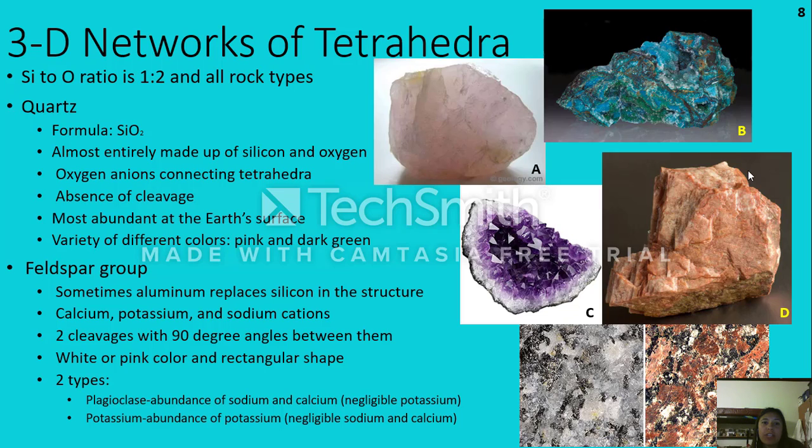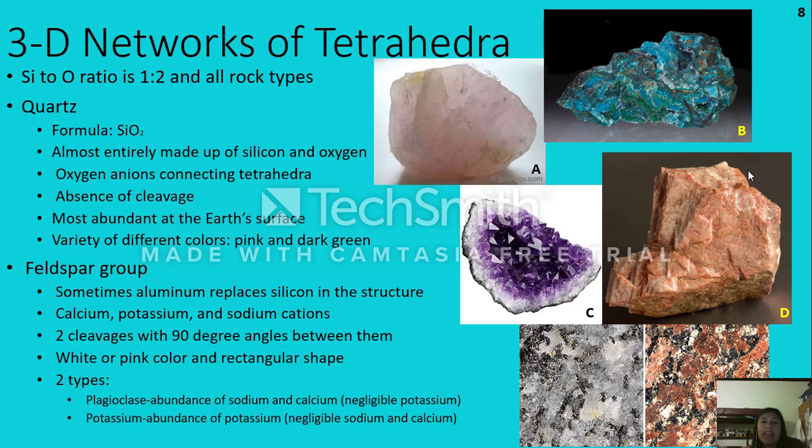The three-dimensional networks of tetrahedra have a silicon to oxygen ratio of 1 to 2, and they occur in all rock types. The primary examples of these are quartz and the feldspar group. Quartz, the chemical formula for quartz is simply 1 silicon and 2 oxygen. Almost the entire quartz structure is made up of silicon and oxygen. Occasionally there'll be some impurities within the quartz.